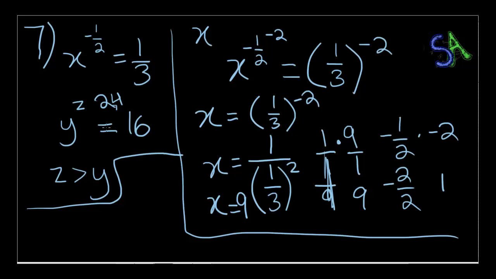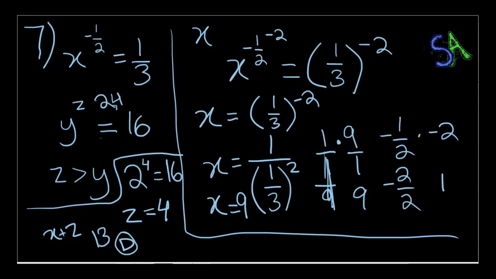Now, in this case, it needs to be 2 to the power of 4, as z has to be greater than y, so z would be equal to 4. So 2 to the power of 4 would be equal to 16, which is true, and therefore z is equal to 4. Now we need to know x plus z, which is just equal to 13. And that is choice D.